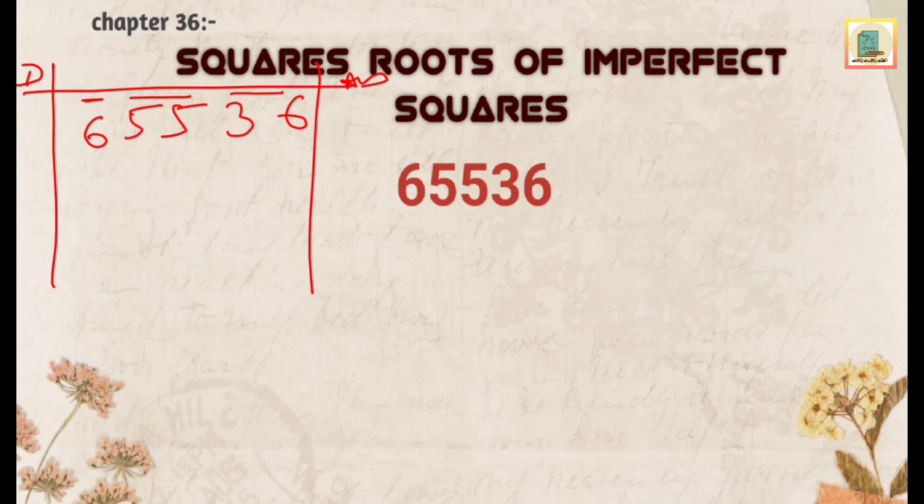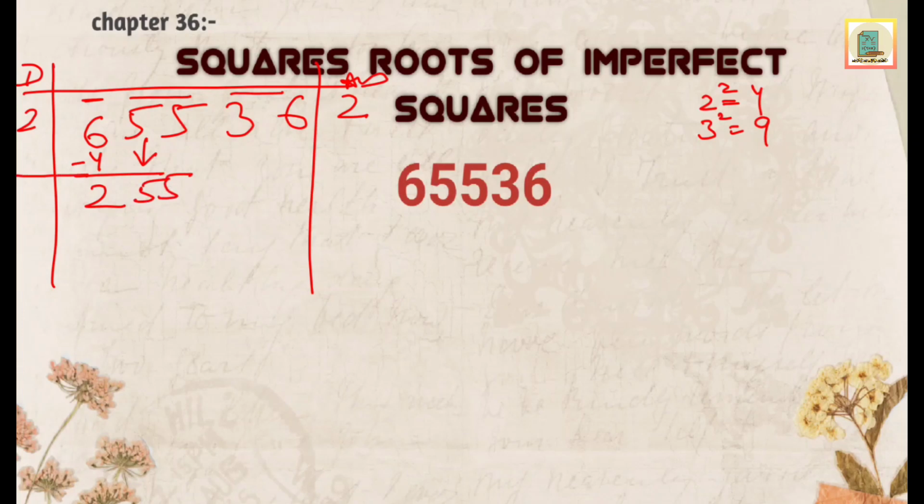Now let's find out a number whose square is near to 6. So here square of 2 is 4, square of 3 is 9. So it's going by square of 2. So 2 as a divisor and 2 in the answer part. Now minus 4, we get 2. Now drop 55. Now the next dividend is 255.